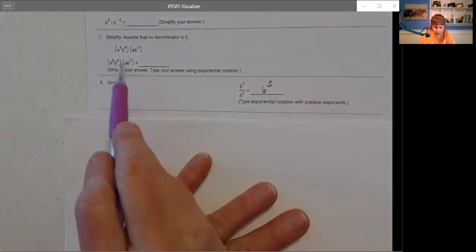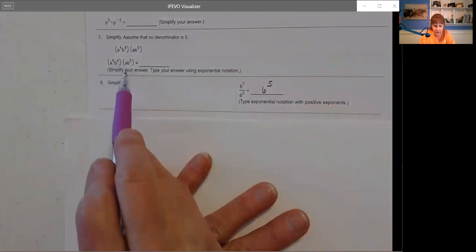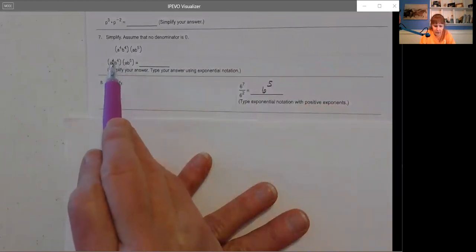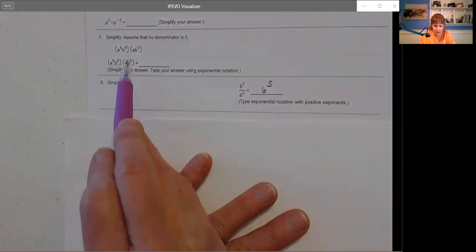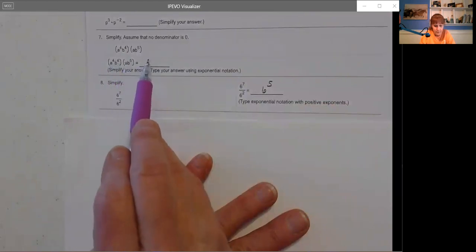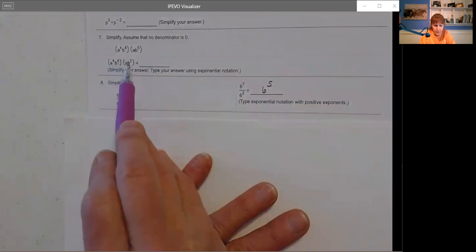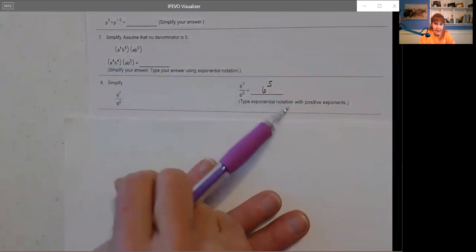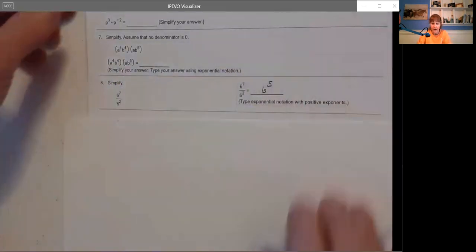Looking at this number 7, I can talk you through it. A to the 4th, A to the 1st gives you A to the 5th. B to the 4th, B to the 5th gives you B to the 9th. All right, so you just add with common bases. Let me see, I think that might be it. Let me look at this other page.